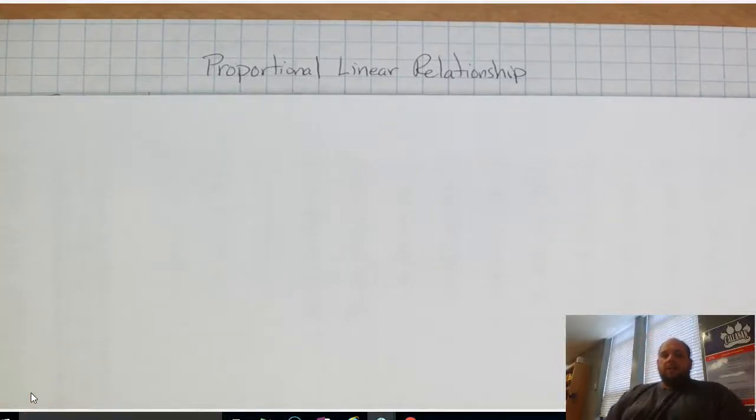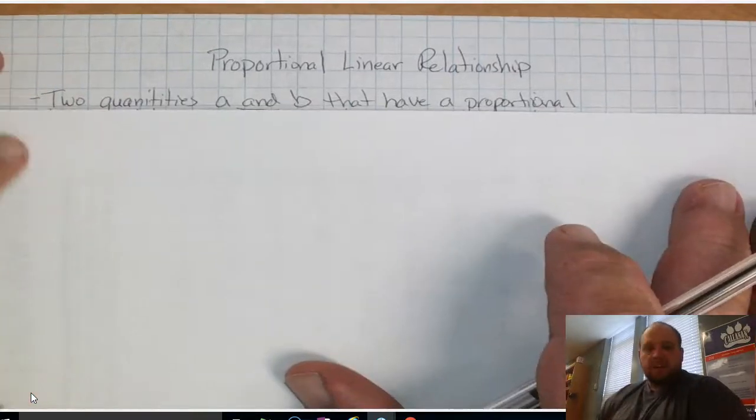All right, now that we've looked at linear relationships in a table and a graph, what we're going to do now is look at proportional linear relationships. So something just a little bit different. So for a proportional relationship, what we need to understand is this.